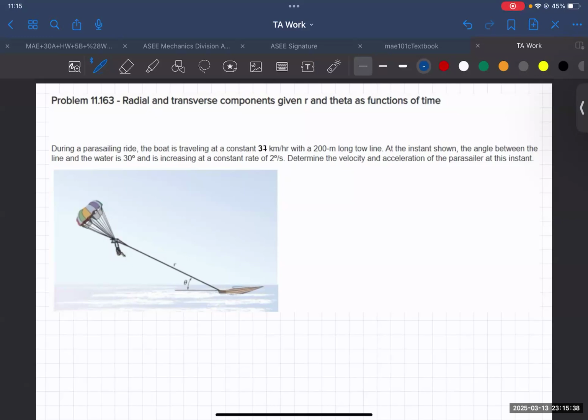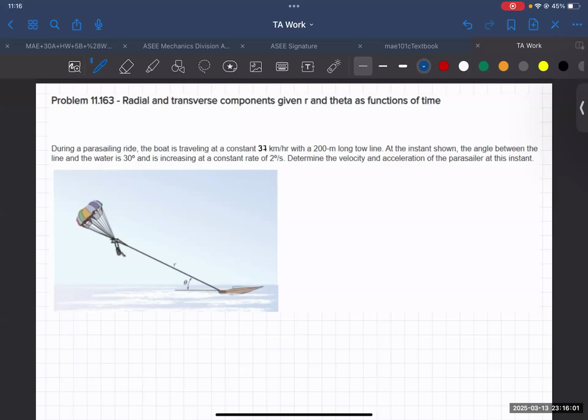During a parasailing ride, the boat is traveling at a constant speed of 37 kilometers per hour with a 200-meter long tow line. At the instant shown, the angle between the line and the water is 30 degrees, and it's increasing at a constant rate of 2 degrees per second. Determine the velocity and acceleration of the parasailor at this instant.